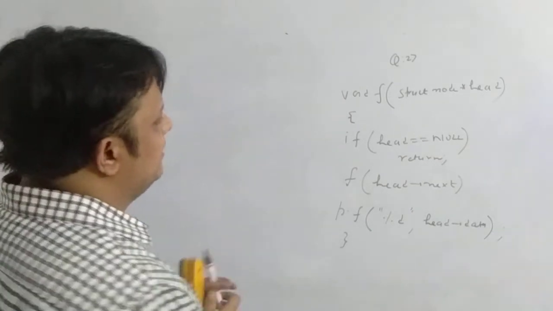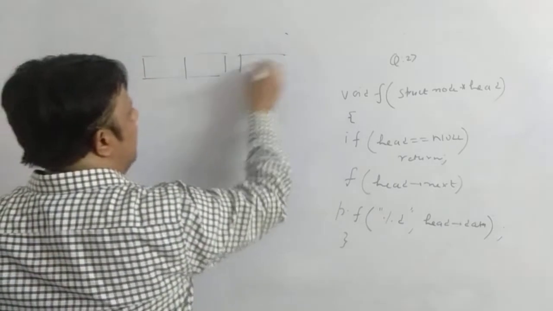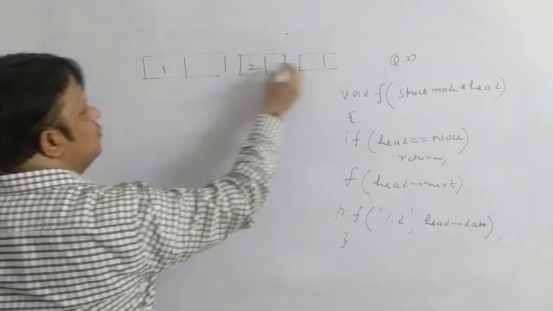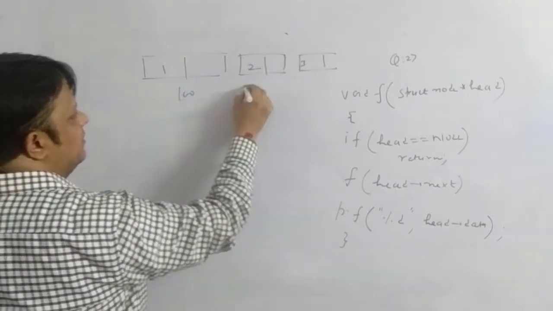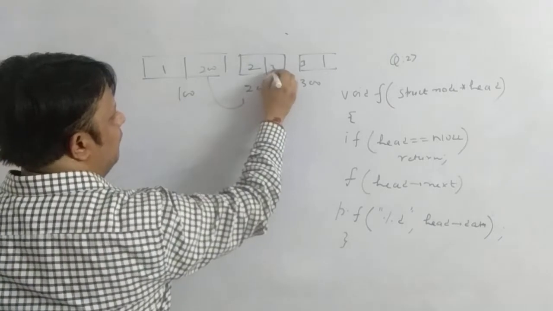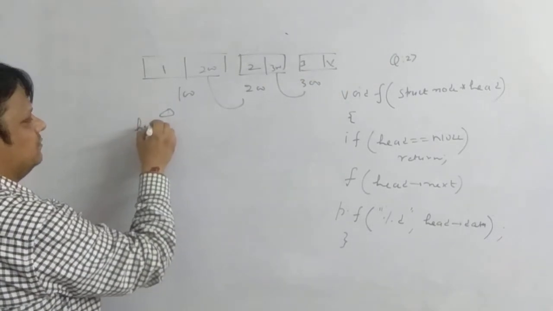It is based on linked list. So let's suppose you have a linked list here. I am taking only 3 nodes. 1, 2, 3. Let's suppose the address is 100. This is 200. This is 300. And this is your null. So your head is pointing at the first node, right?